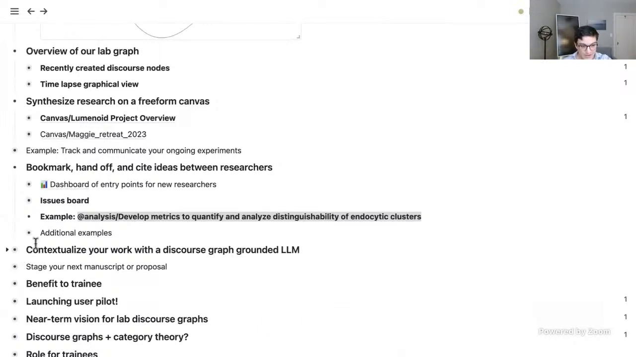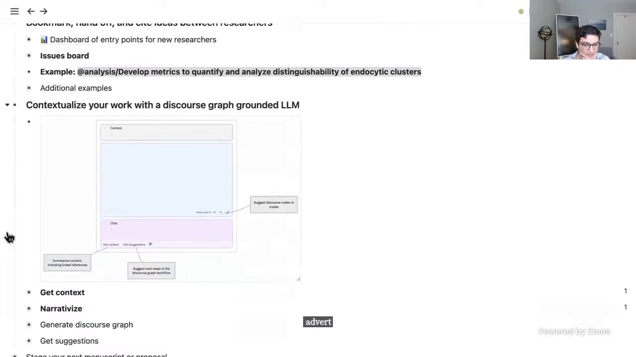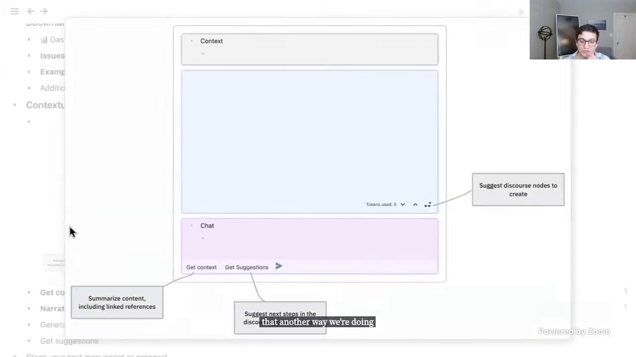Okay, and so in the remaining time, I think I will just advertise, without providing any detail, that another way we're doing synthesis is to build in a large language model plugin that lets you fill in some of the gaps in being able to follow what somebody else in the graph had generated. So you could get context based on the existing information in the page and the connected pages to get more of the backstory. You could get help generating the discourse nodes if you just have free text that you want to save some of those for later into hypotheses, etc.